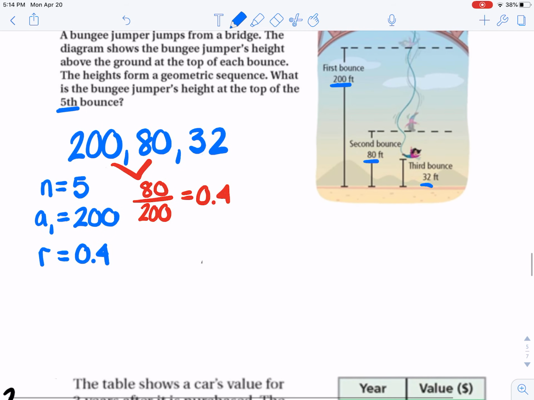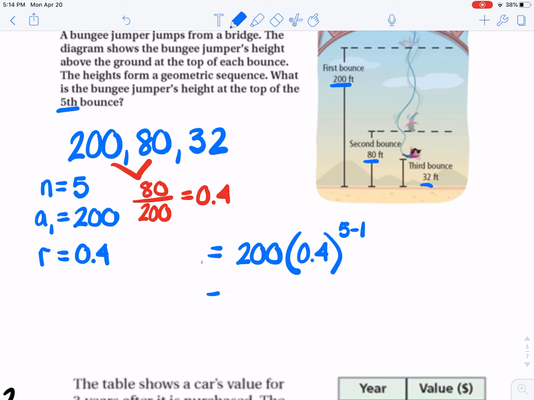Okay, they want the fifth bounce. So again, using the formula, 200, then I have my common ratio of 0.4, to the power of 5 minus 1. 200 times 0.4 raised to a power of 4. That is going to give me 5.12.